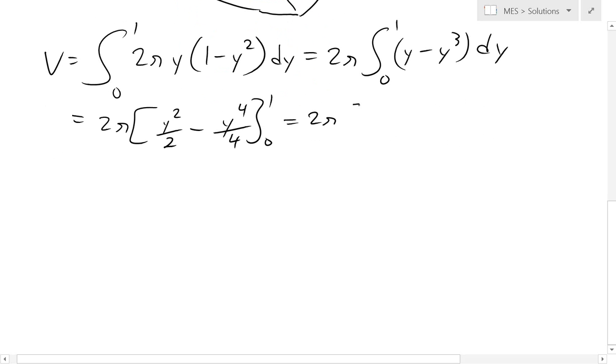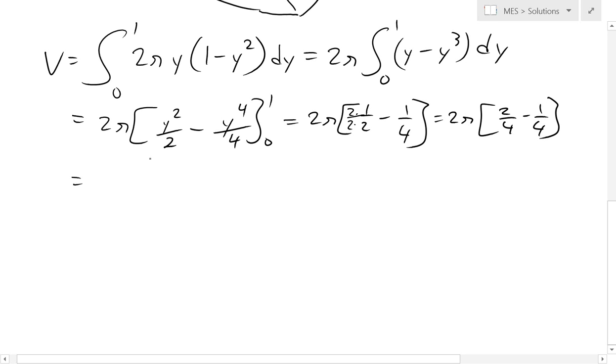So we get 2 pi, and we ignore the 0 because everything is going to be 0. So 1 over 2 minus 1 over 4. Now we write the common denominator, so 2 over 4 minus 1 over 4. That just becomes 1 over 4. So 2 pi over 4 equals pi over 2. And that is our final answer.